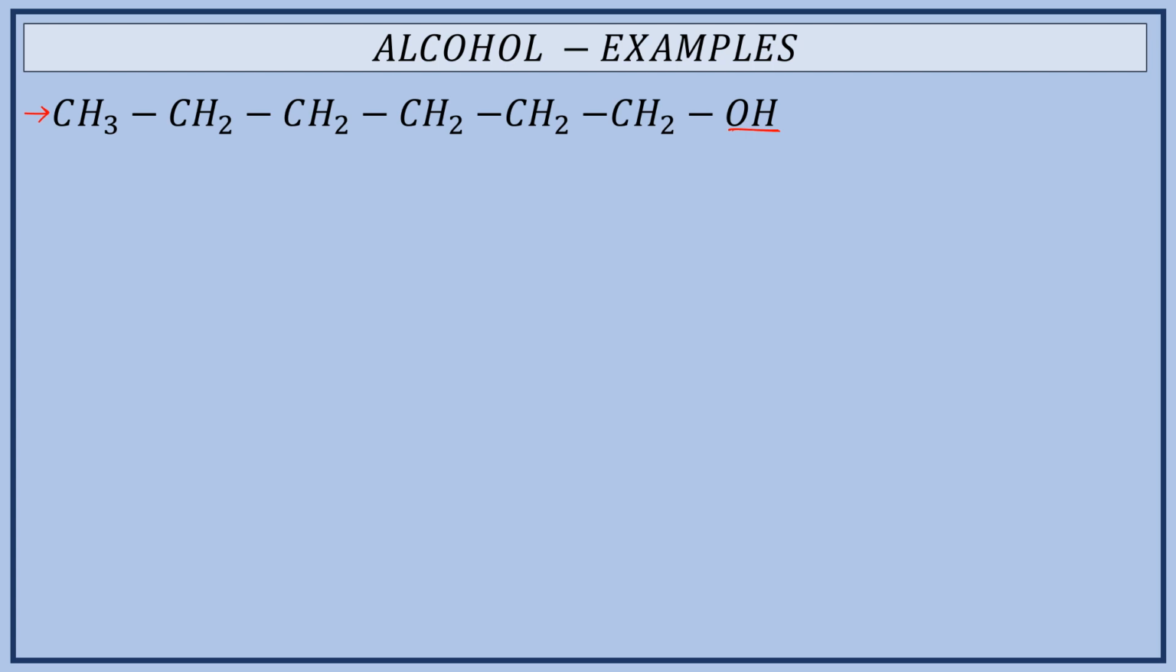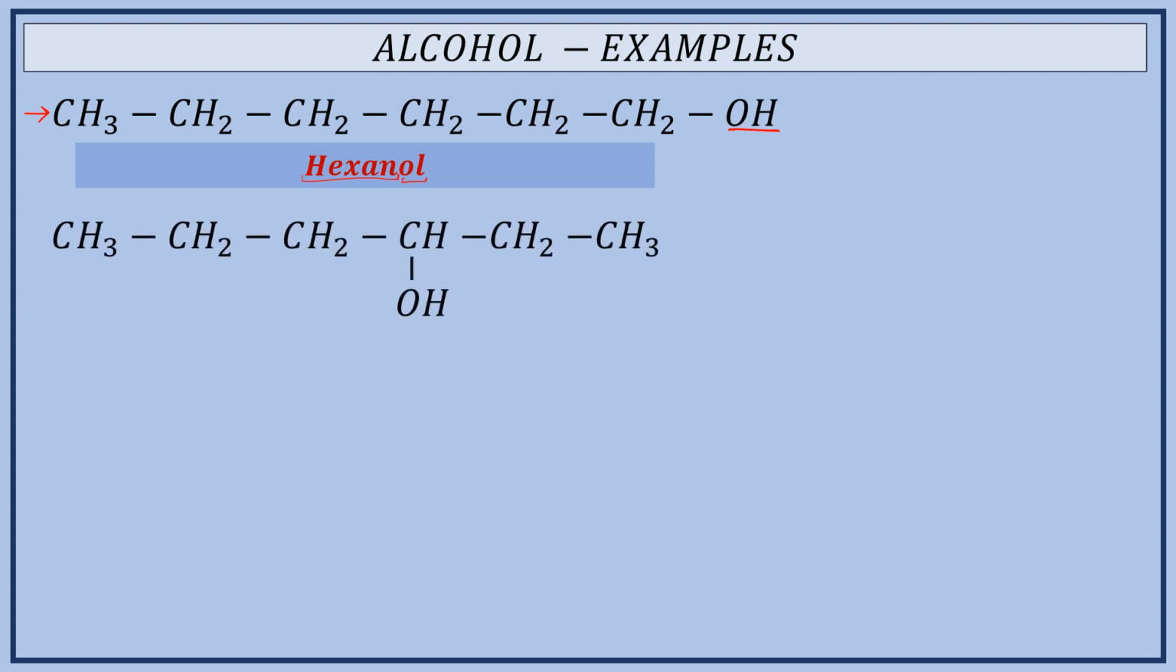It has 6 carbon atoms in the alkane molecule, so we will name it as hexane and we will add the suffix "ol" to it to signify that this is an alcohol molecule. So the name of this group will be hexanol. Hexane for the parent chain and "ol" for the alcoholic group. Okay.